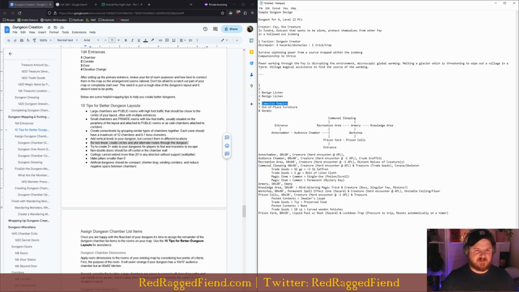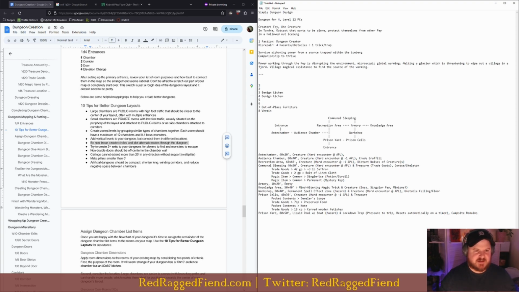Ooh, campsite remains. I think antechamber for sure. If we're talking about people making their way in and out, it's either that or the prison yard. Anything else make more sense than the prison yard? Not really. Let's do the prison yard. Boom.